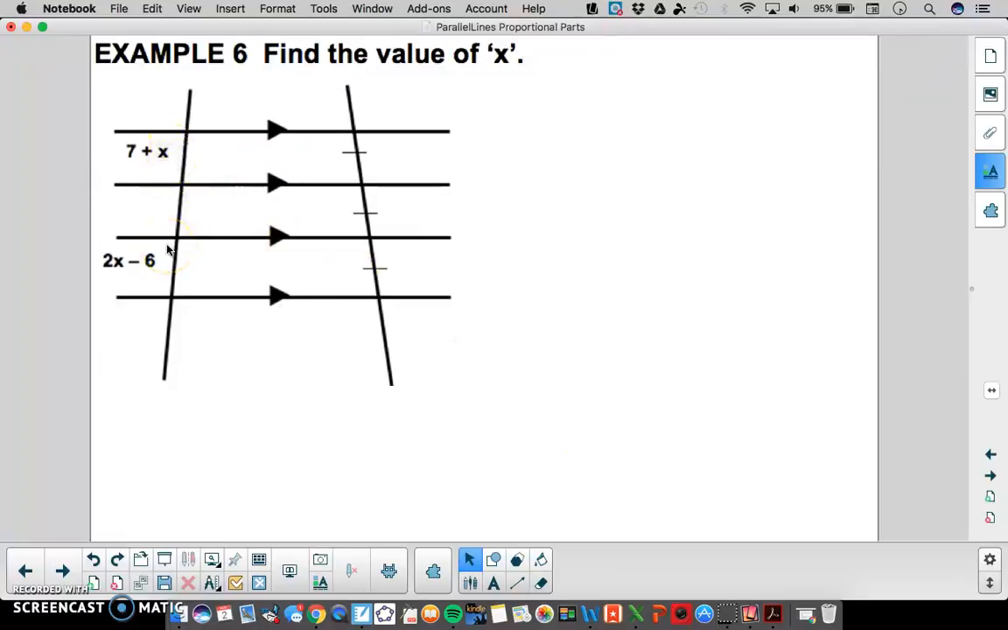You guys are going to be responsible for doing example 6, and we'll answer any questions that you have in class.